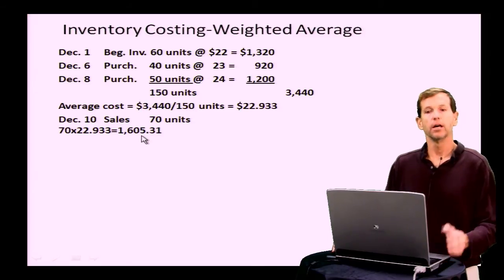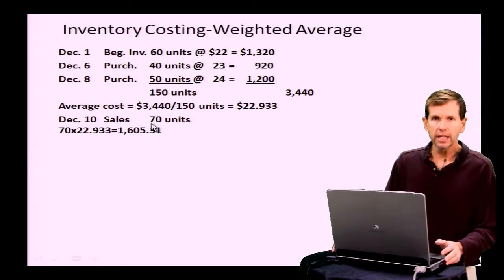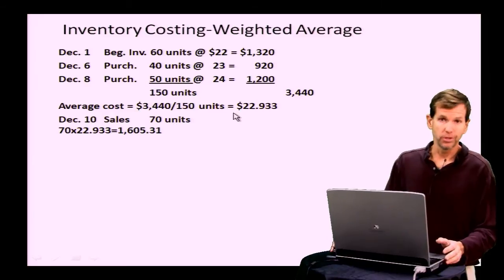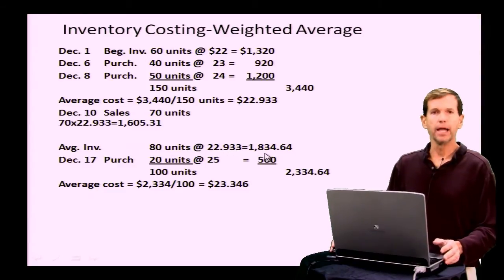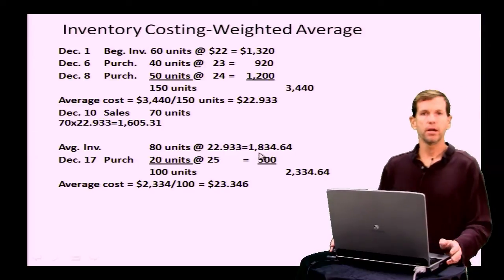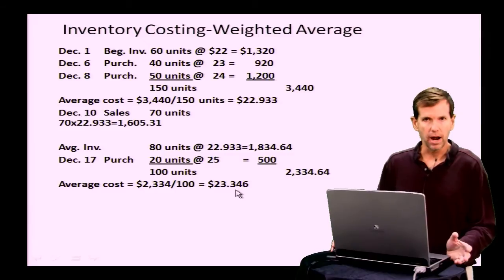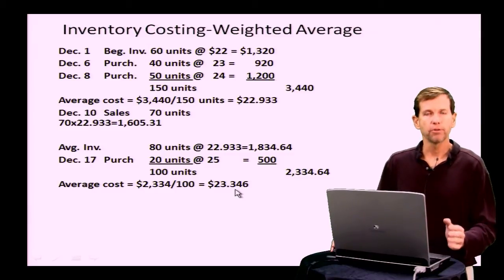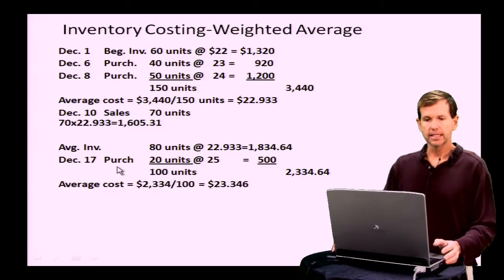All right, let's redraw our inventory. We sold 70 units, so now we have 80 units left at 22.933. And you can see I've reflected that right here, 80 units at 22.933. All right, next thing that happened is we made another purchase. Every time you make a new purchase at a different price or a different cost, you have to recalculate your new average.